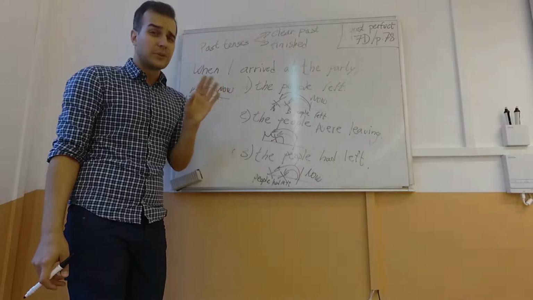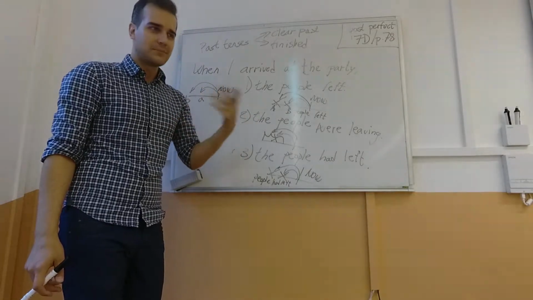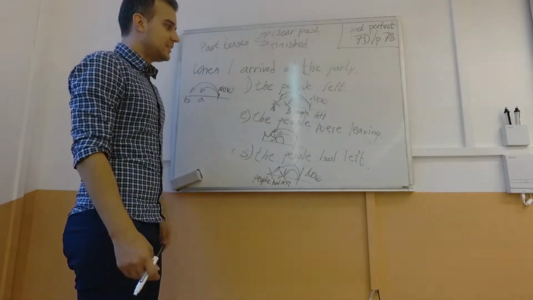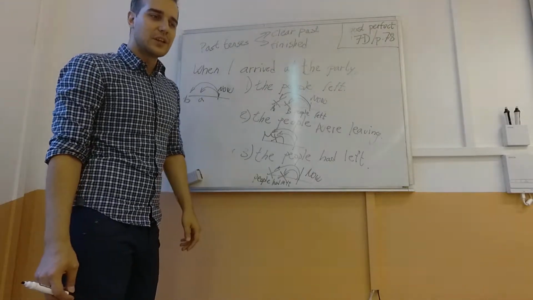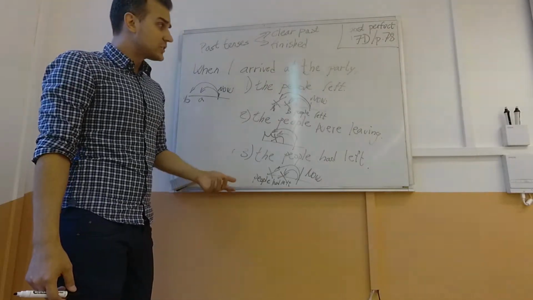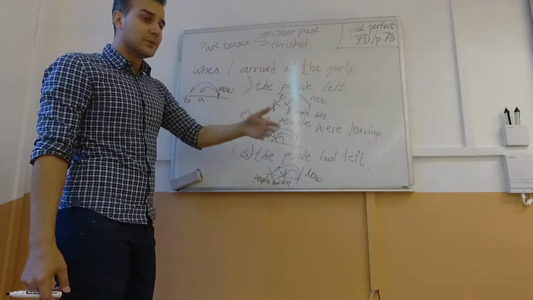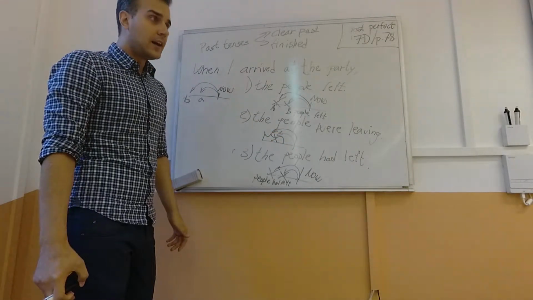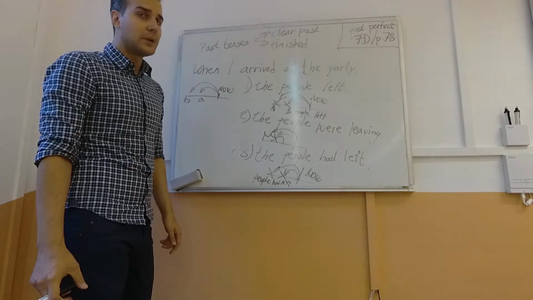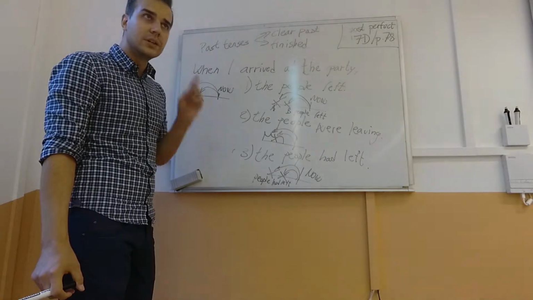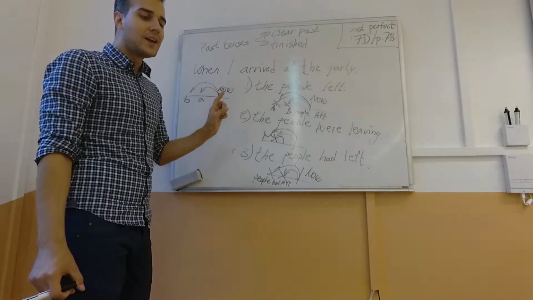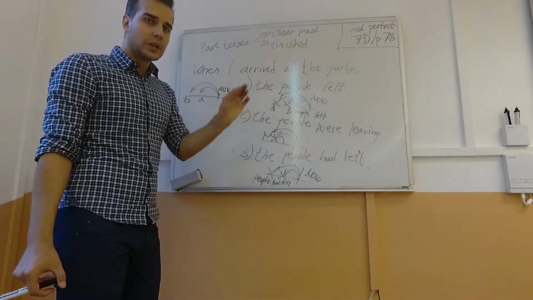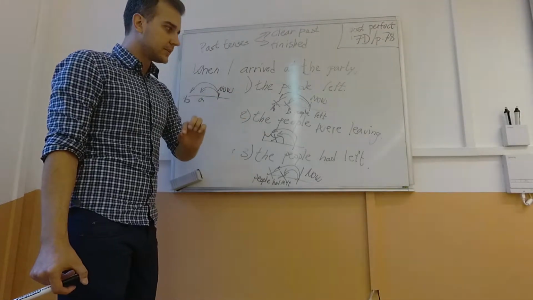Because in Czech we don't care. We just use the past tense, right? And if we want to make sure to say what happened first, we will just say, okay, first the people left, right? And then I arrived. We will just speak like that. But not in English. You have to make sure to listen to the correct tense, and then you will realize what happened first, what happened second.